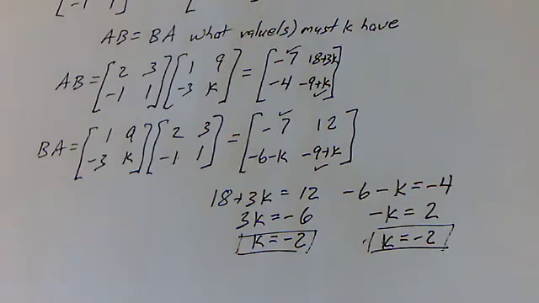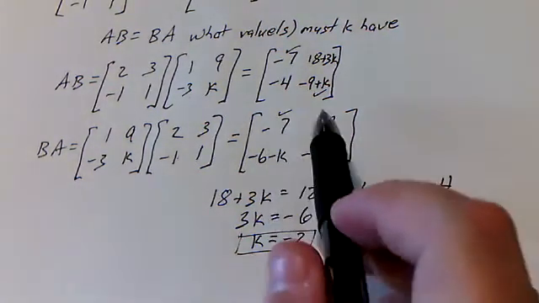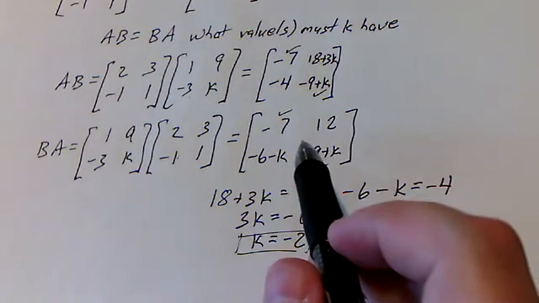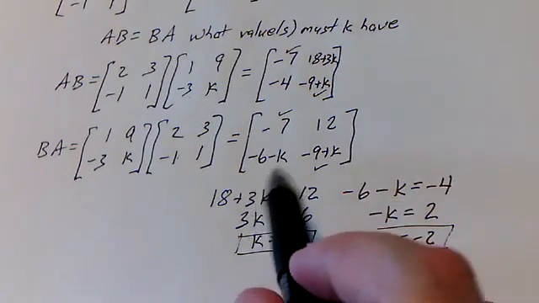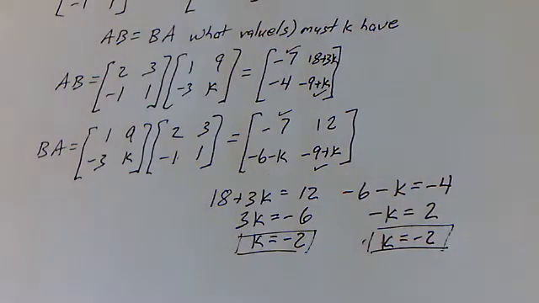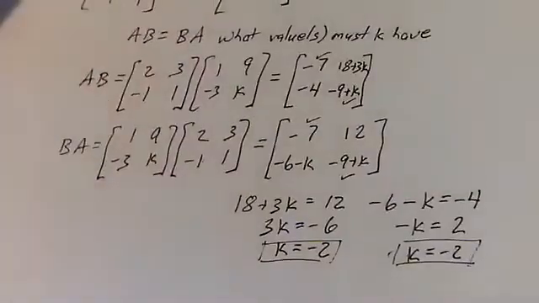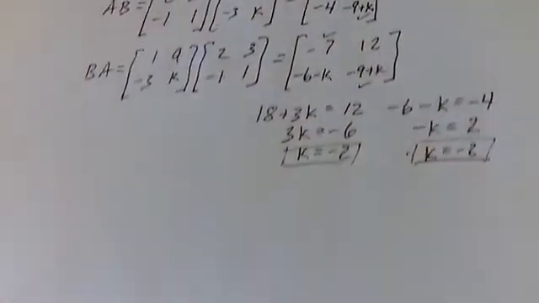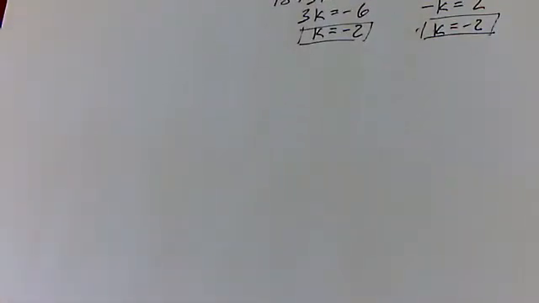If I have any other value of k, then these two coordinates here, these lower left and upper right locations, will not line up, and I will not have equality. So be very careful to make sure you get that result. You want to get the coordinates or the components to match up in the corresponding locations.